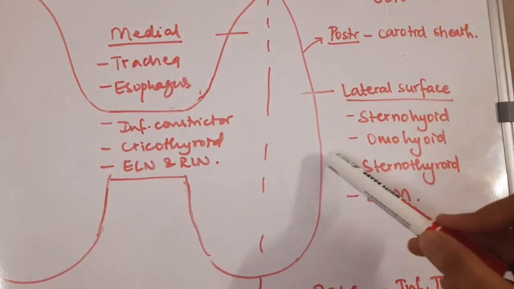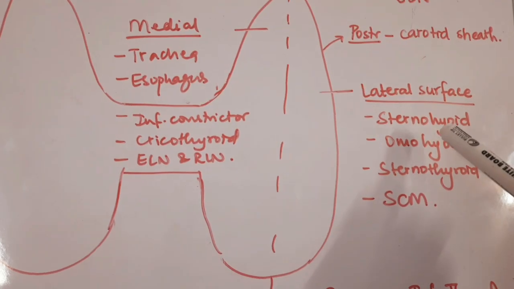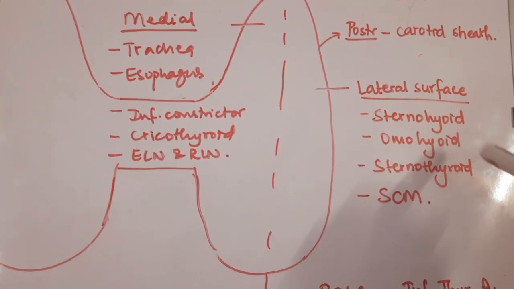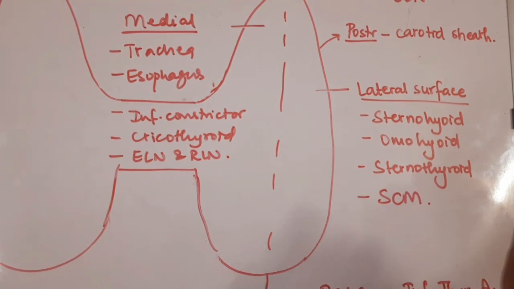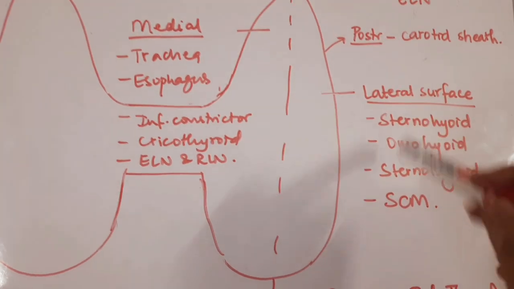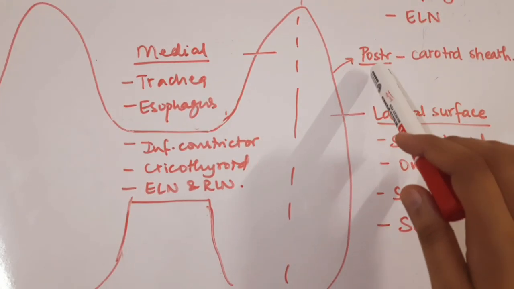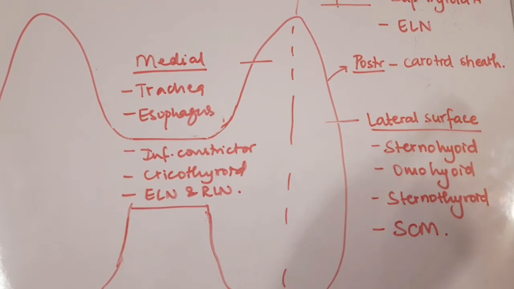The lateral surface of the thyroid gland is associated with muscles. So it has the sternohyoid, omohyoid, sternothyroid and sternocleidomastoid. The muscles in the neck are related to the lateral surface. Finally, the posterior surface is related to the carotid sheath.